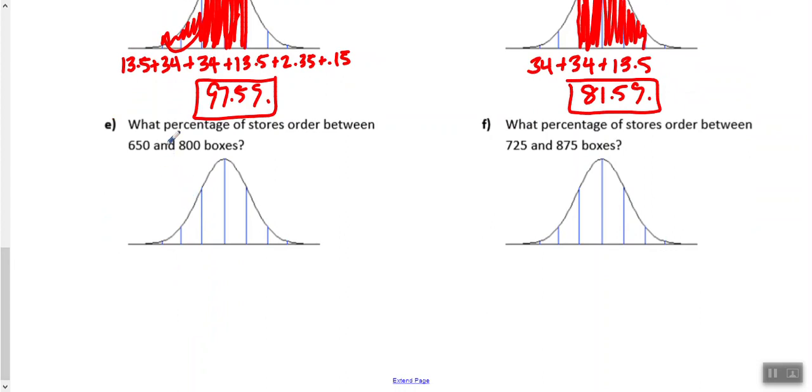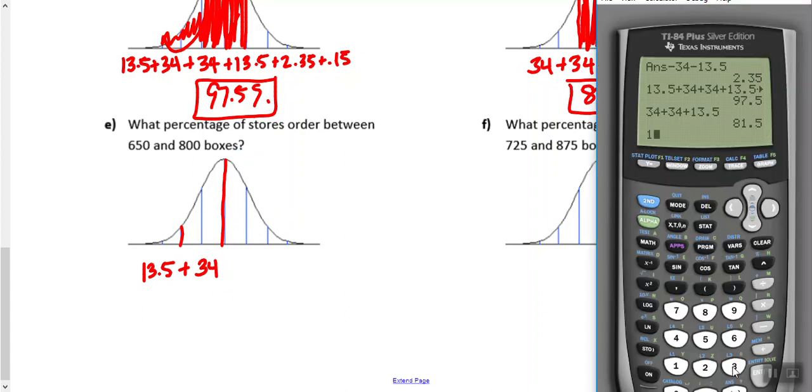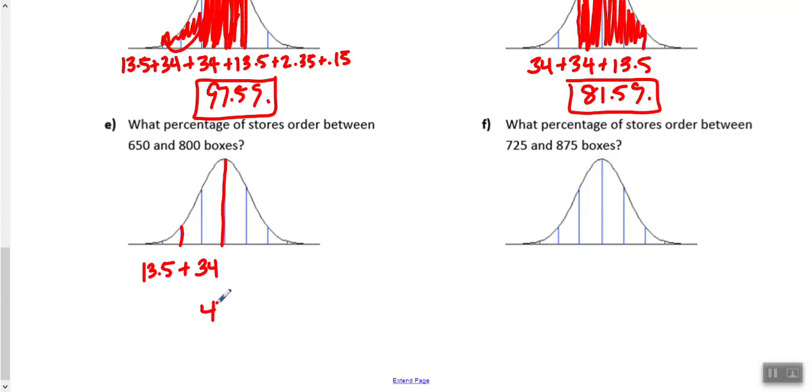And then E, what percentage of stores ordered between 650 and 800? 650 is two below, and then 800 is my mean. So all I need to add here is 13.5 plus 34. So again, I can use my calculator, 13.5 plus 34, 47.5%. And make sure you are shading in your graph as well.